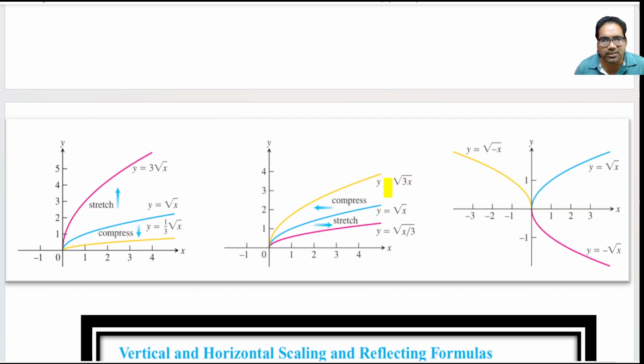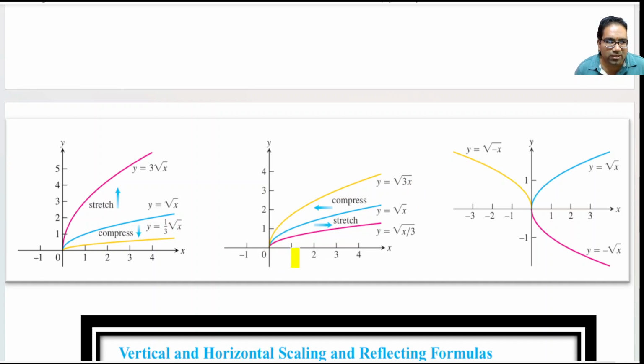What does that mean? That means the graph will get compressed towards the left. So this is compression horizontally. For example, here y equal to root x, at 1, it is 1. But in case of y equal to root 3x, y will be 1 when x was 0.33 only. 3 into 0.33 equals 1. So y will be 1 at this point itself. So that is 3 times compression.